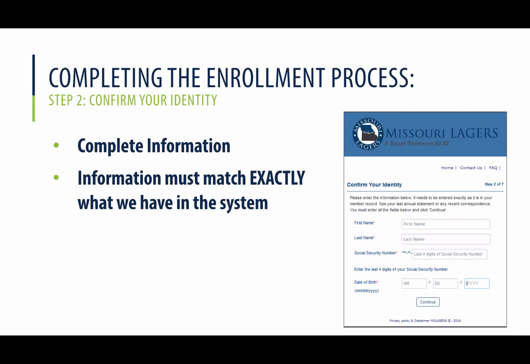So here we need to know who you are so we can give you access to your information in the Eclipse system. And so we need some data about you to find you. So we just need you to enter your first name, your last name, the last 4 digits of your social security number, and your date of birth. And bear in mind that that information has to match exactly what we have in our system.